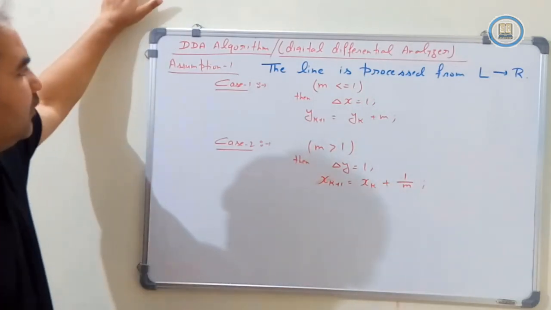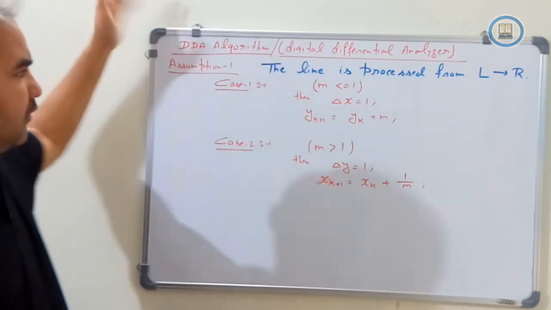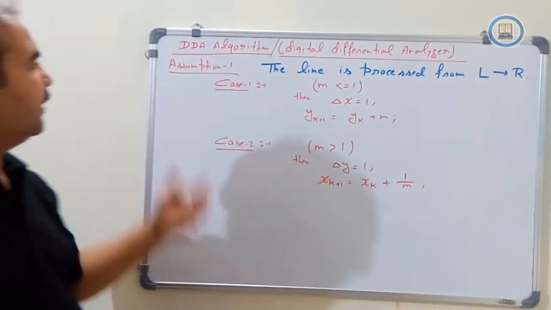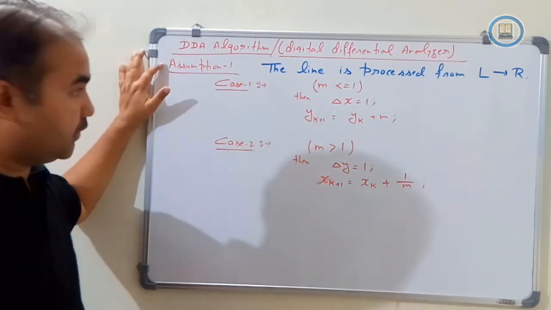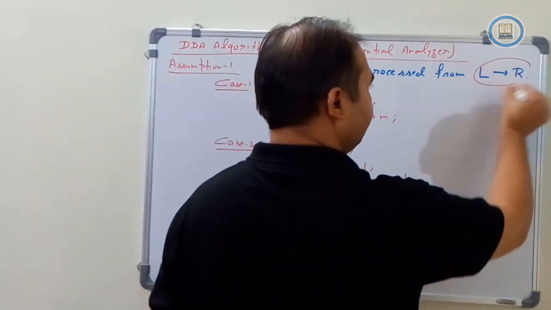Now we are going to start the DDA algorithm. DDA stands for digital differential analyzer, and it is also referred to as simple DDA. But when we draw a line with DDA, it has some assumptions. The first assumption, assumption 1: the line is processed from left to right.